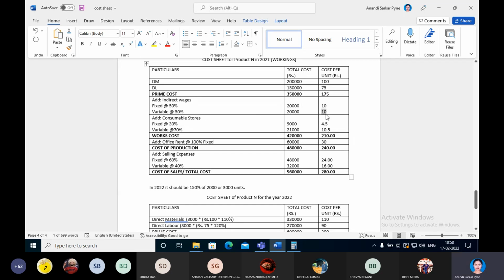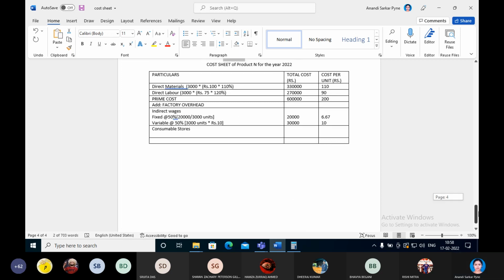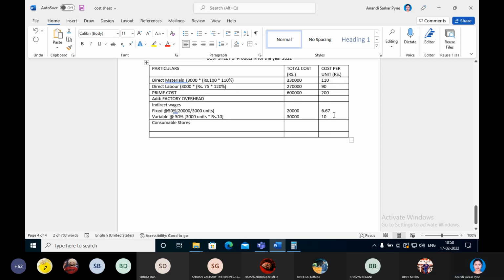as you can see over here. Here the amount was 20,000. Fixed was 20,000, but the variable amount will vary, while the cost per unit remains the same, which is 10. So this was 10 multiplied by 2,000 units. You got this figure. But the next year, the production increased to 3,000 units. So there will be 3,000 into 10. Am I clear? Yes, ma'am.